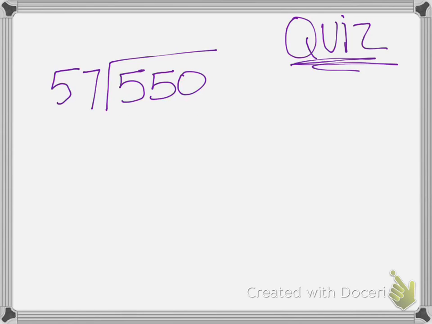Do you know your 57 facts off the top of your head? Because I don't. So what do I need to do now? I need to start multiplying to see 57 times what gets close to this 550. So let's go to our next page and just start trying. So let's start with 5.